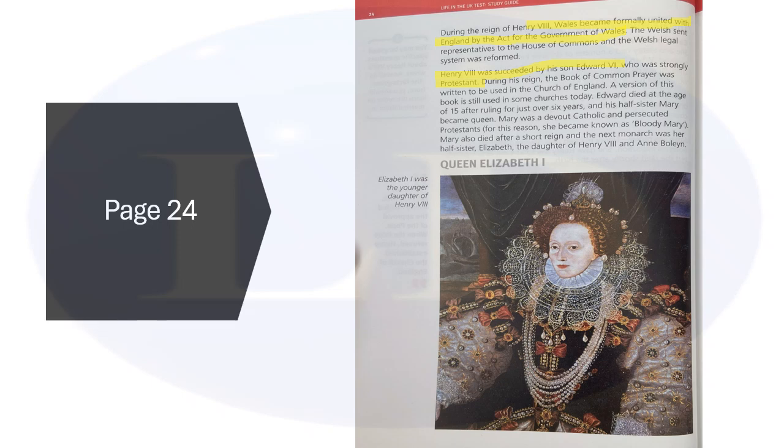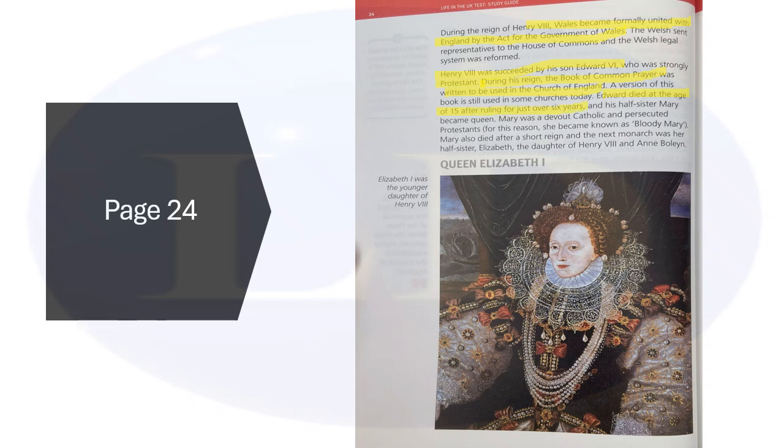During his reign, the Book of Common Prayer was written to be used in the Church of England. That's important. So the question is, during whose reign was the Book of Common Prayer written and read in the Church of England? So it was Edward VI. A version of this book is still used in some churches today. Edward died at the age of 15 after ruling for just 6 years. It means that he was the king at the age of 9.